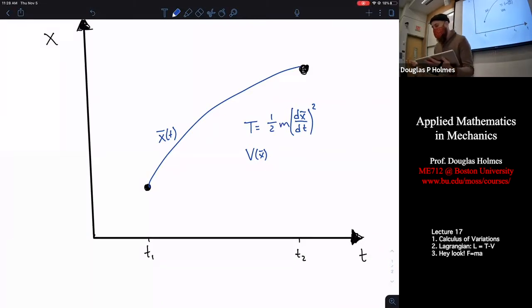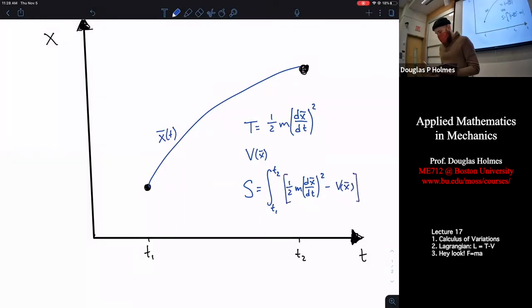Okay. So this is our action. Well, it's not our action. This is our kinetic energy. This is our potential energy. Our action is going to be S, the integral from t1 to t2 of our kinetic energy, 1/2 m v squared, take away our potential energy and integrate it over time.